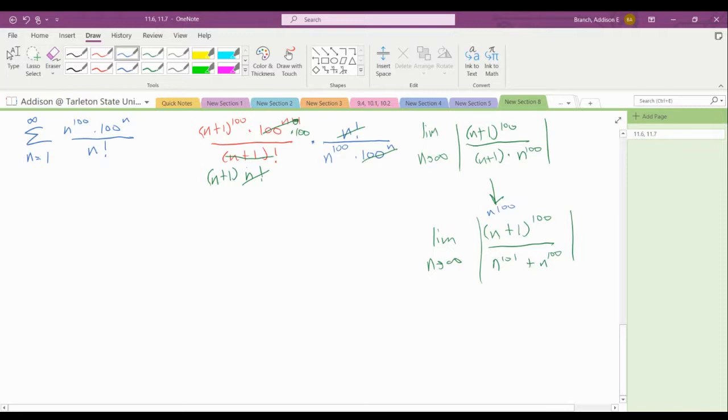But instead, what we could do in this case is either divide everything by n to the 101, or we can just use logic and say that if we have a bigger power on the bottom, then our limit's going to go to 0. So therefore, our limit is 0, and we know that 0, of course, is less than 1. Therefore, our series in this case will be absolutely convergent.